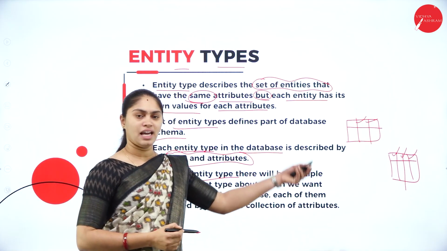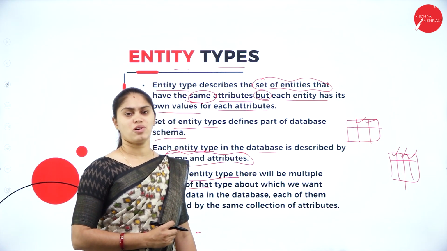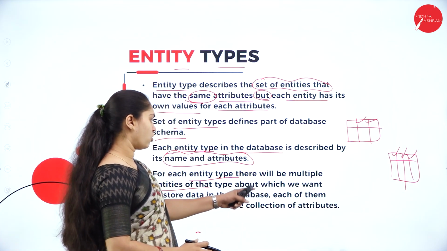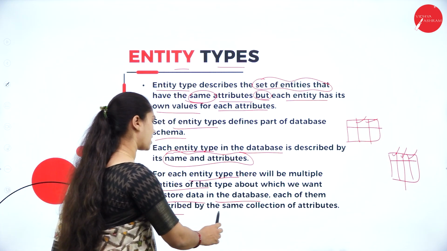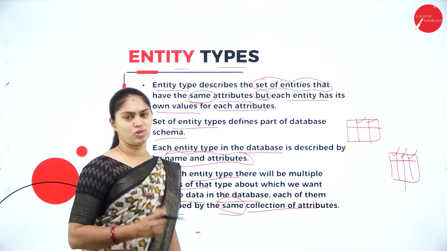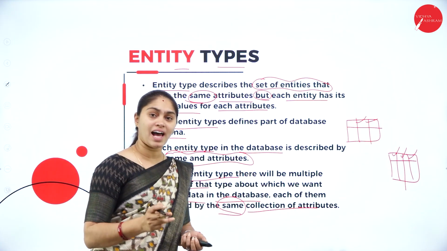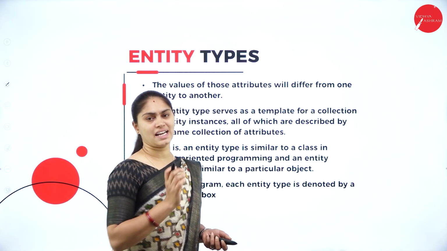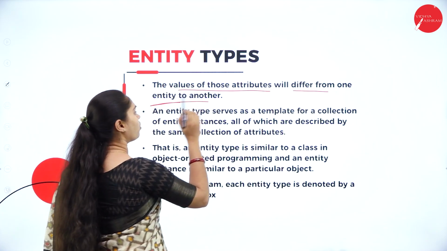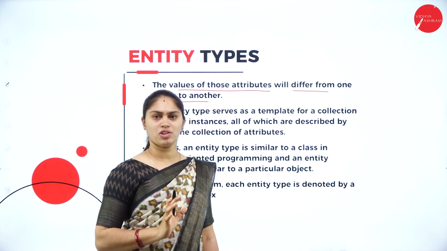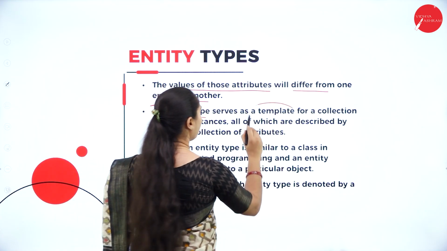As I said earlier, if I consider a student entity, there may be n number of students, there may be 10 students. Each entity stores data in the database, and each is described by the same collection of attributes. Even student 1 and student 50 have the same attributes. The value of an attribute differs from one entity to another. This is what you all need to remember. Then the entity type will serve as a template.